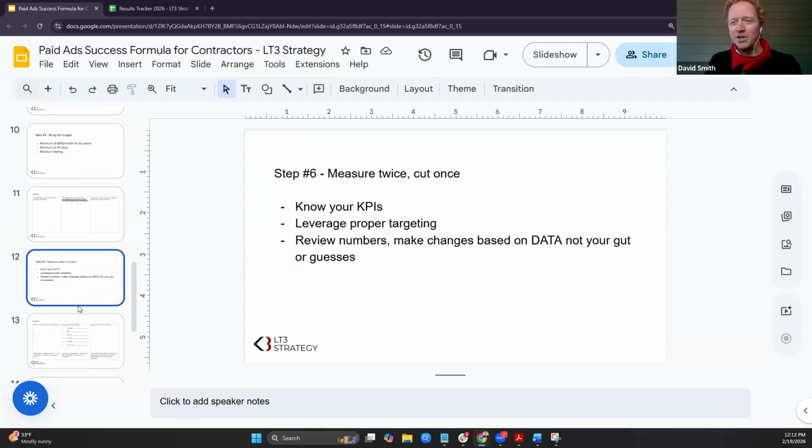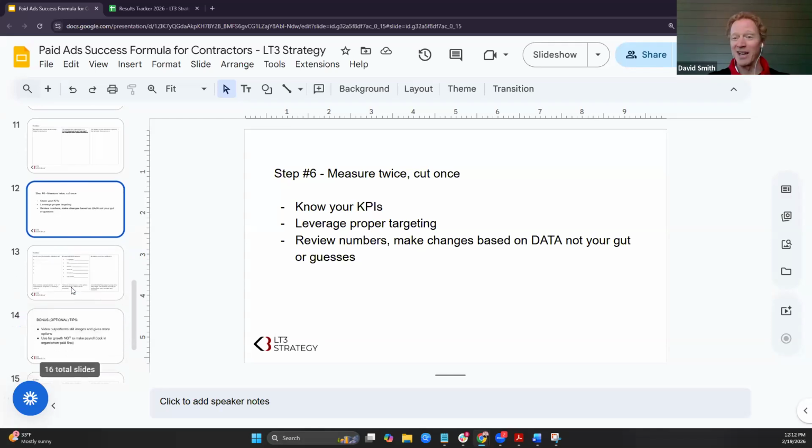So knowing your KPIs, your key performance indicators for your ads, so that you can use proper targeting and reviewing the numbers, making changes based on data, not just your gut, or just guesses. All right. So when we're actually spending money on ads, we want to make sure we're doing it the right way, and it's not as hard as you might think. So let's break that down and make it simple.